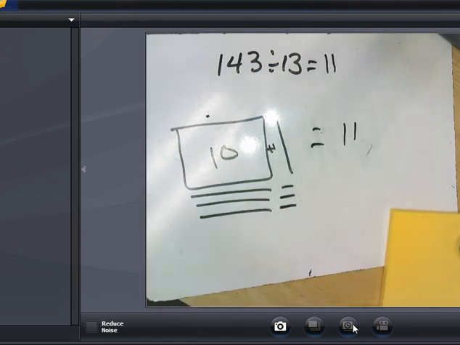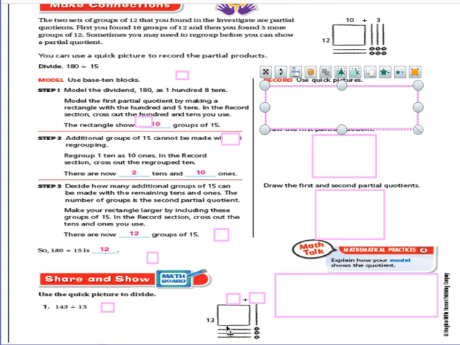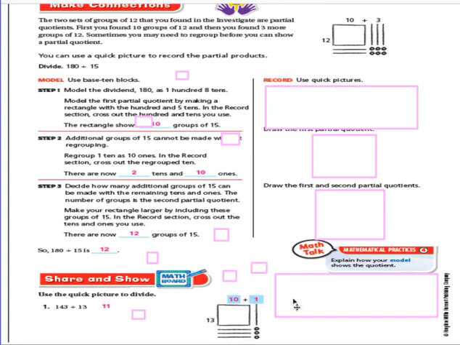Okay, let's go back and see how well we did. And I had 10, I added one more group, and it equaled 11.